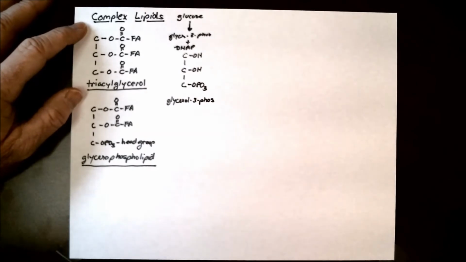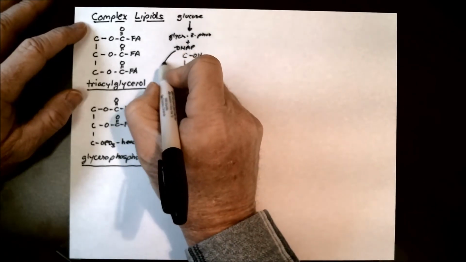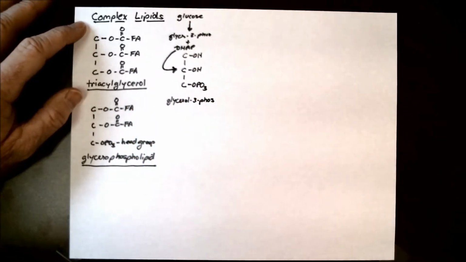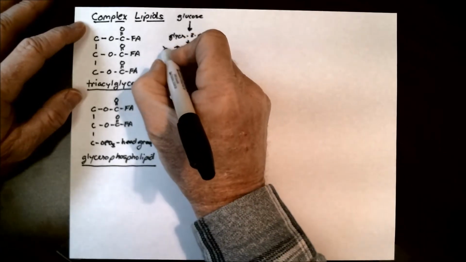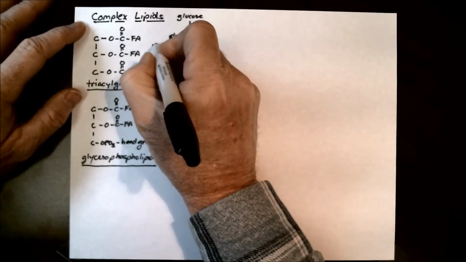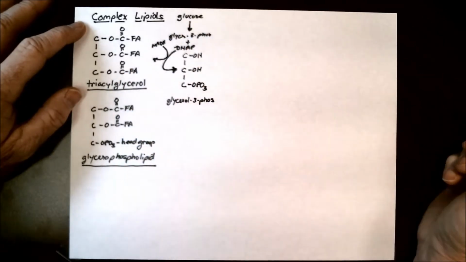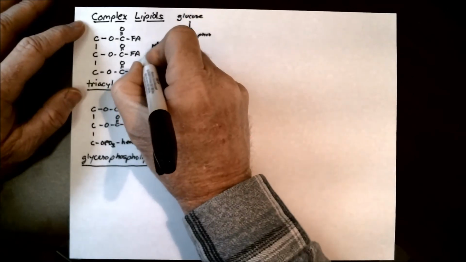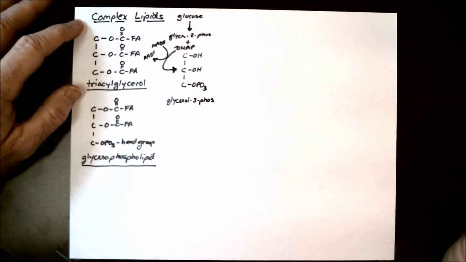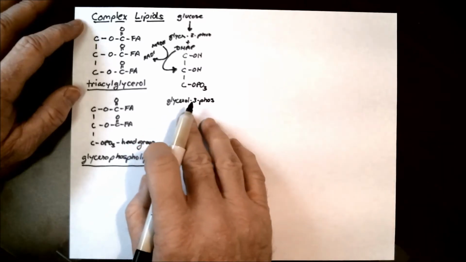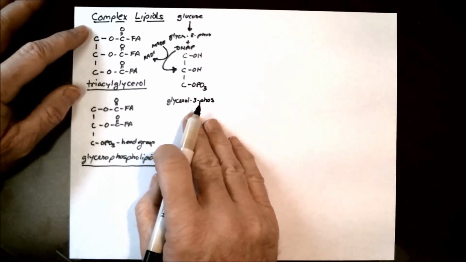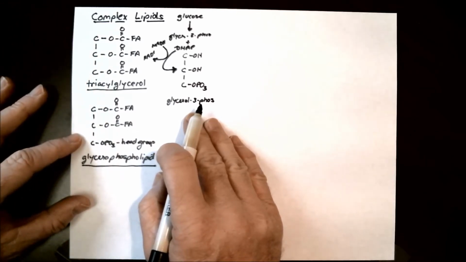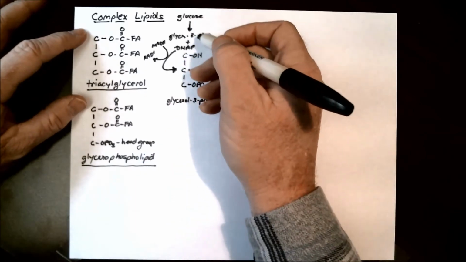dihydroxyacetone phosphate. Now recall, DHAP can be converted into glycerol 3-phosphate by a simple one-step redox reaction, using NADH to reduce the DHAP into glycerol 3-phosphate. So the glycerol 3-phosphate that is going to be the backbone of triacylglycerols and glycerophospholipids comes from glycolysis.